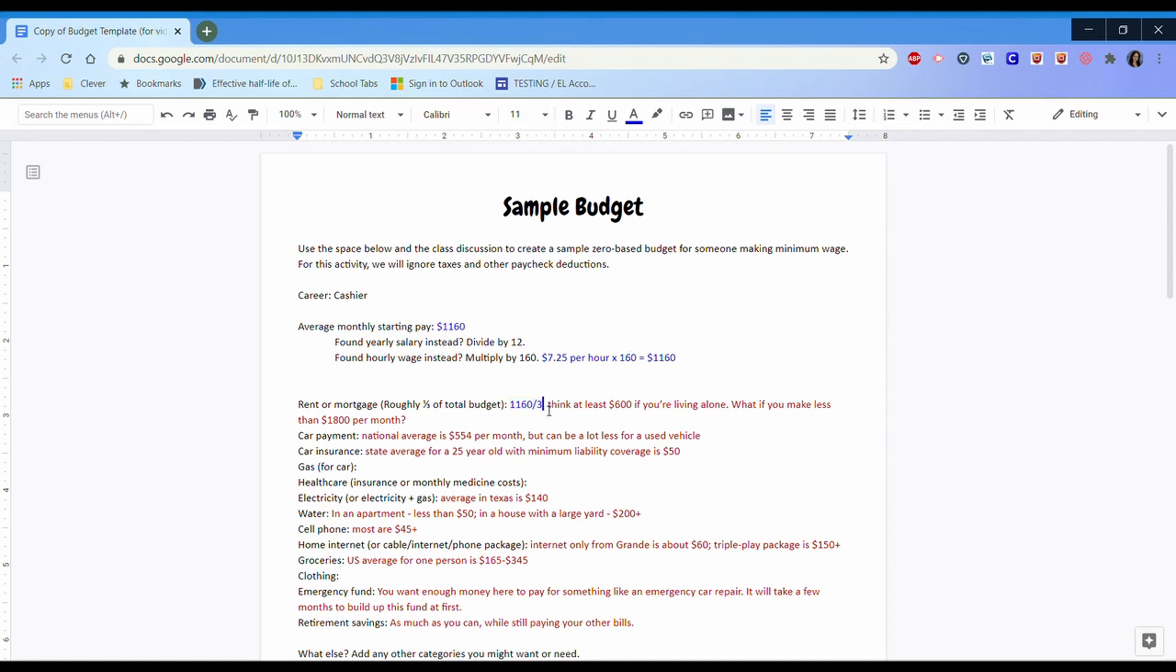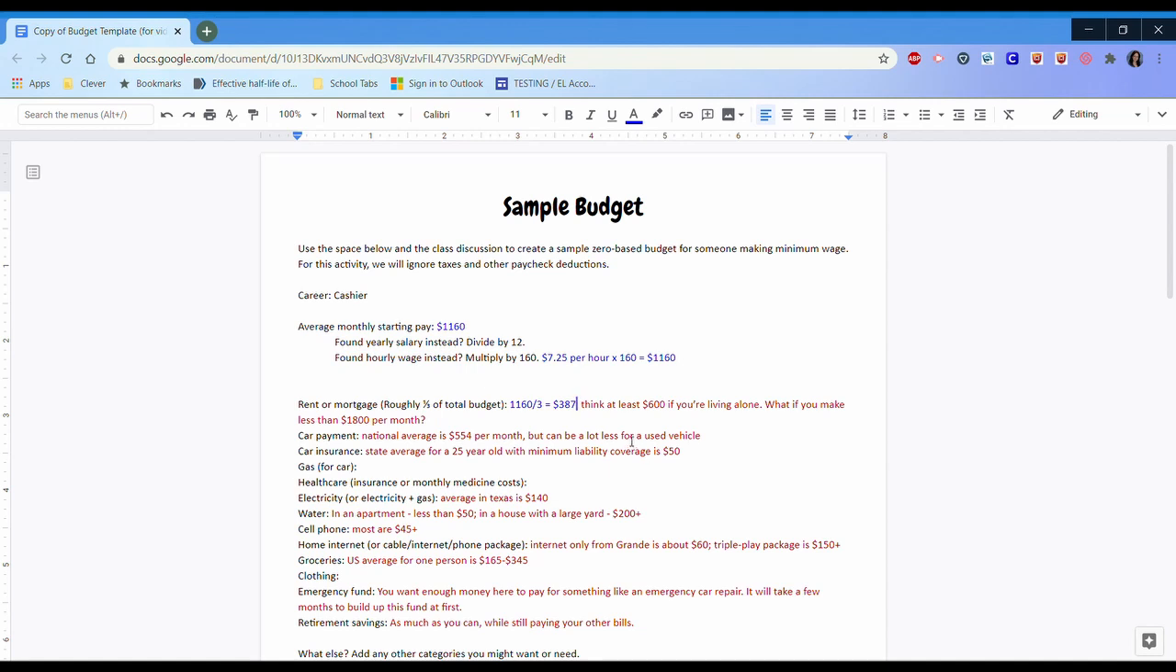And that gives me roughly $386.67. Now, if you want, I'm going to round this up to $387. Feel free to round things up to the nearest dollar. That is totally fine, as long as you don't go over budget at the end.